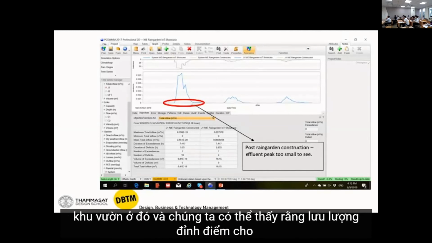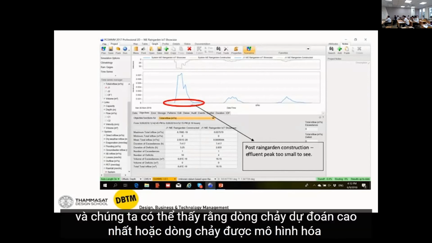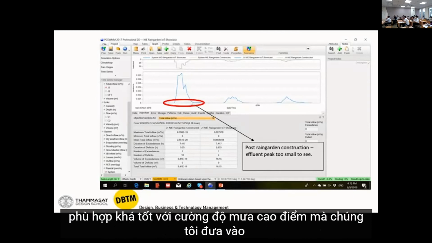And we can see that the peak flow for the biggest storm event is about 0.007 cubic meters per second. And we can see that the peak predicted runoff, or modeled runoff, matches up quite well with the peak rainfall intensity that we put in.